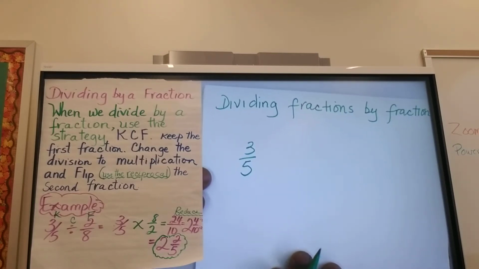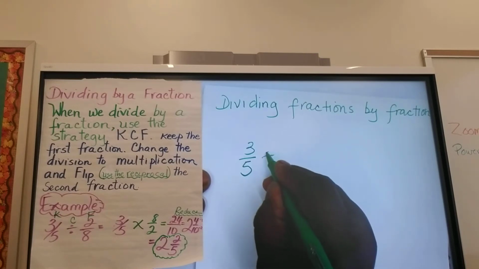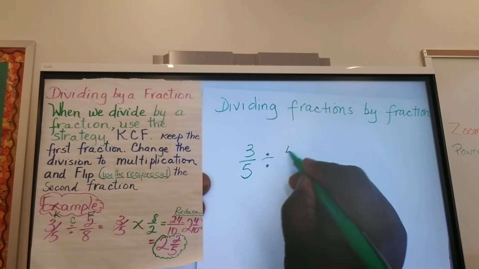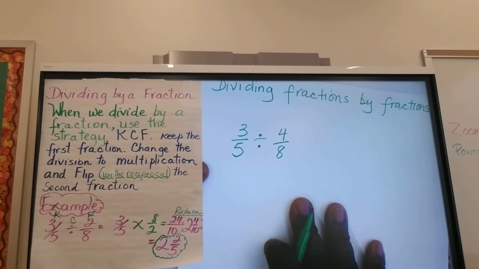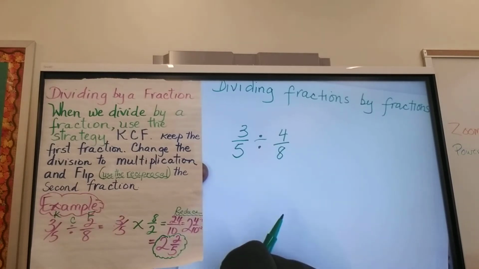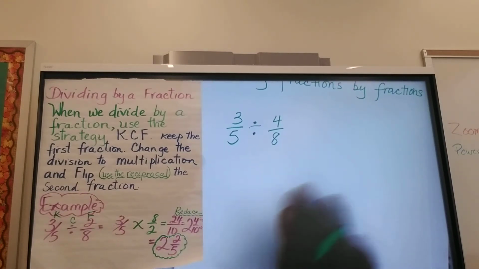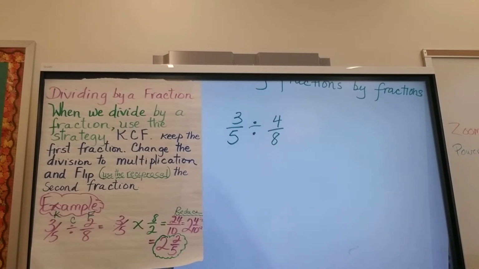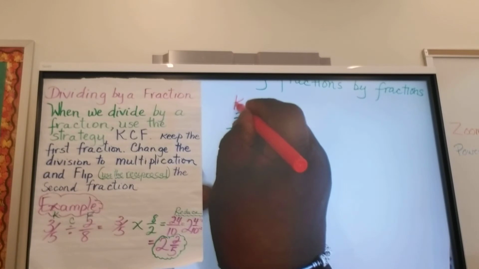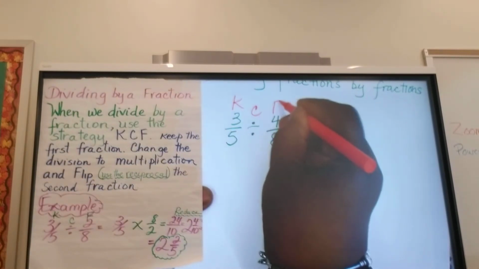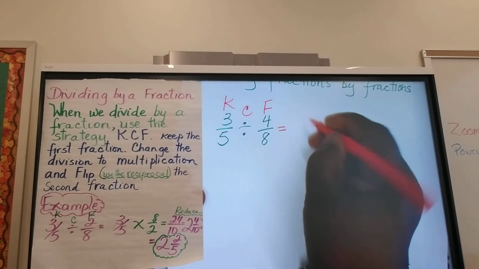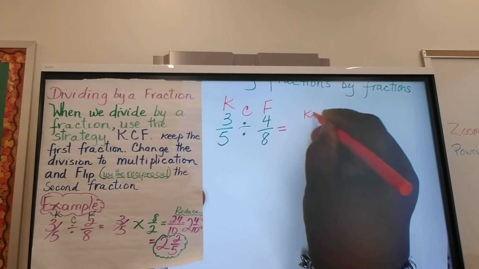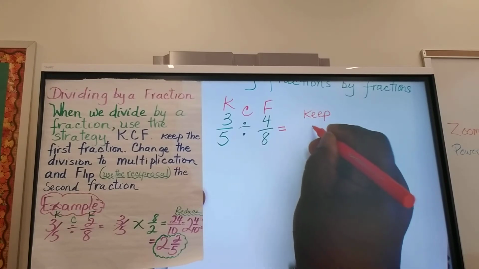So here we go. We have 3/5. We're going to divide it by 4/8. 3/5 divided by 4/8. Now, again, the strategy that we will use is that we will do the KCF, which means that we will keep 3/5.